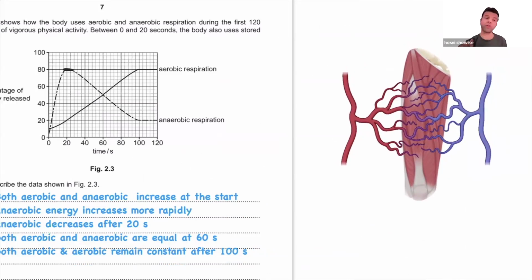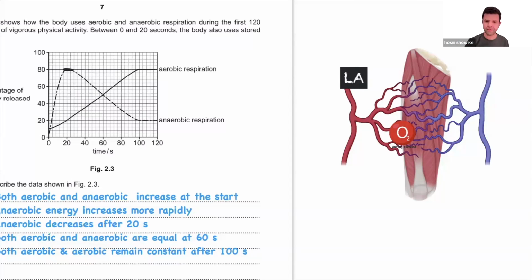Any muscle in the body, if you start exercise without warming up, you would find that the muscle can barely get enough oxygen. So the amount of oxygen delivered here is going to be little. The muscle will generate lactic acid. So you'd find that the lactic acid builds up inside the muscle.